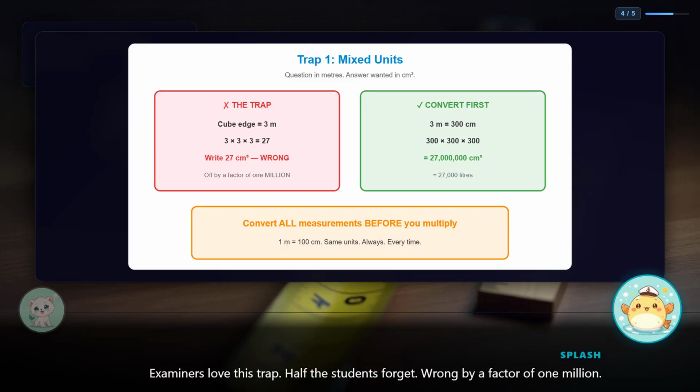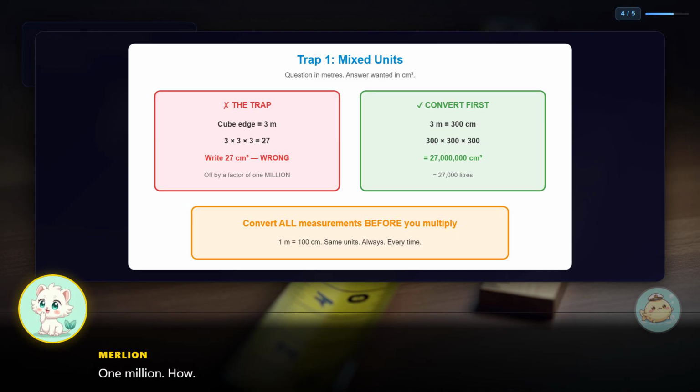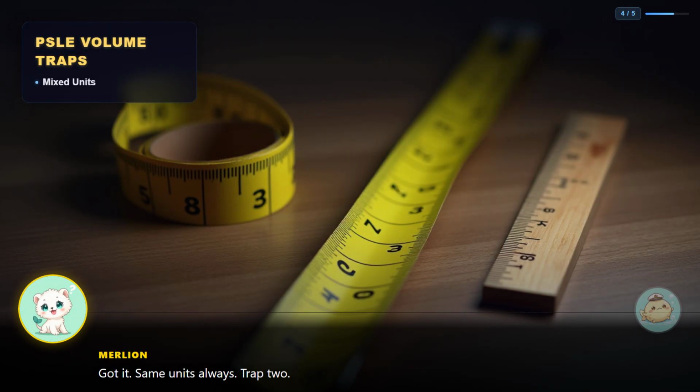Examiners love this trap. Half the students forget. Wrong by a factor of 1 million. 1 million? How? 3 meters cubed is 27 cubic meters, but 27 cubic meters is 27 million cubic centimeters. Big mistake. Got it. Same units always.